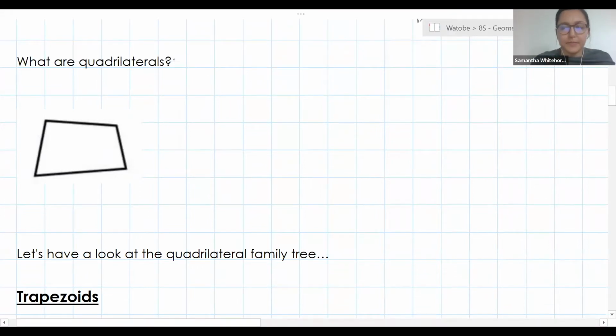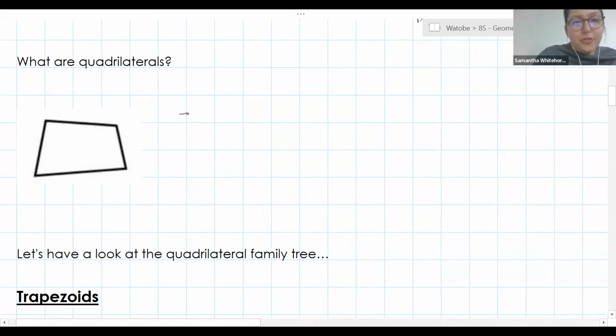Ma'am, a quadrilateral is a shape with all 4 equal sides. Okay, so what specific type of quadrilateral would have 4 equal sides? Ma'am, I think something like a rhombus, or an equilateral, no, not equilateral. I forgot the other one, but a rhombus. Okay, cool. So keep that in mind when we get to rhombi.